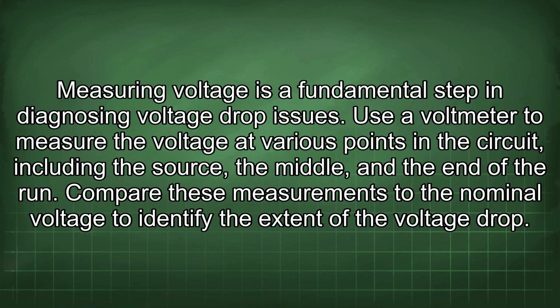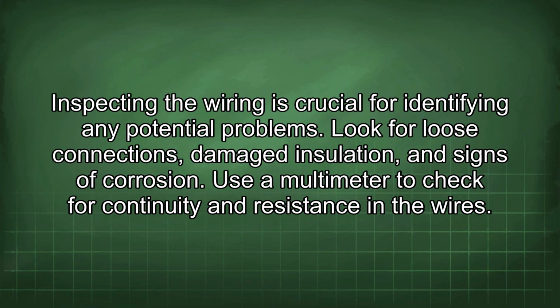Measuring voltage is a fundamental step in diagnosing voltage drop issues. Use a voltmeter to measure the voltage at various points in the circuit, including the source, the middle, and the end of the run. Compare these measurements to the nominal voltage to identify the extent of the voltage drop. Inspecting the wiring is crucial for identifying any potential problems. Look for loose connections, damaged insulation, and signs of corrosion. Use a multimeter to check for continuity and resistance in the wires.